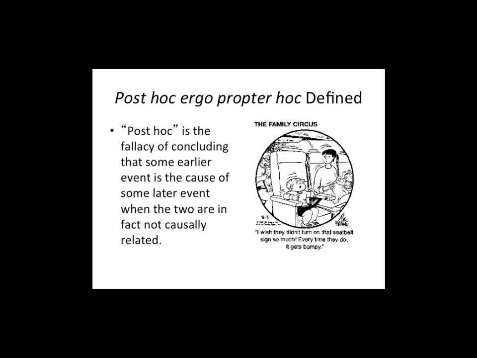In this cartoon, the young boy notices a correlation between two events: the seatbelt going on in the plane and the subsequent bumpiness of the ride caused by air turbulence. He mistakenly concludes that the former is the cause of the latter. It's a clear case of post hoc.